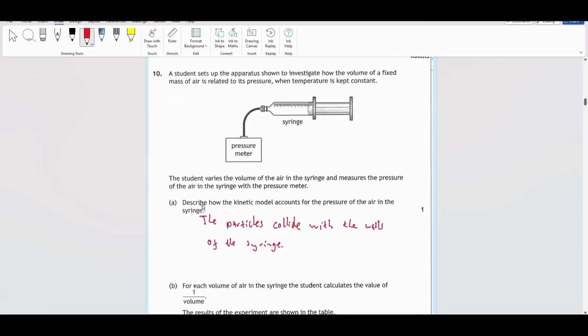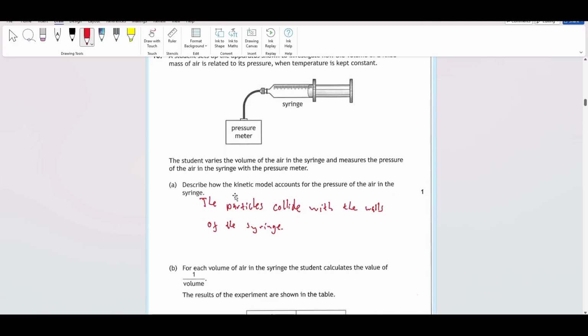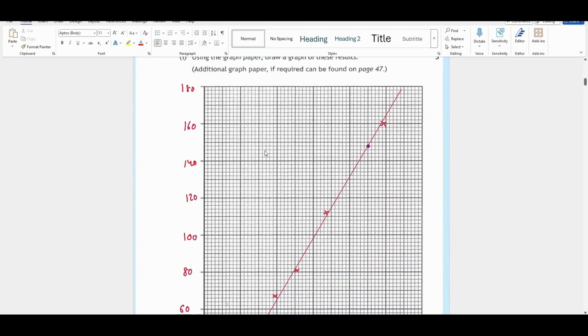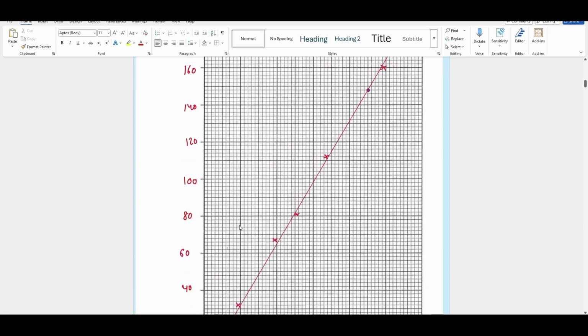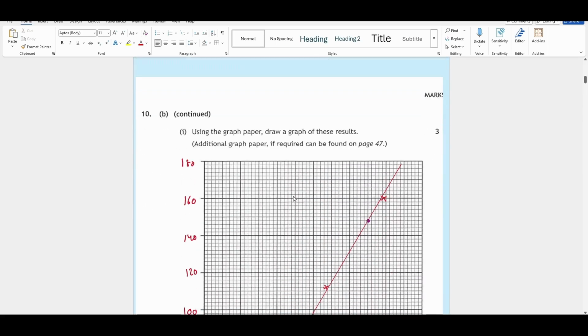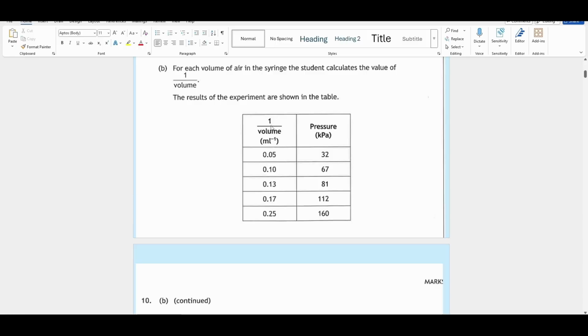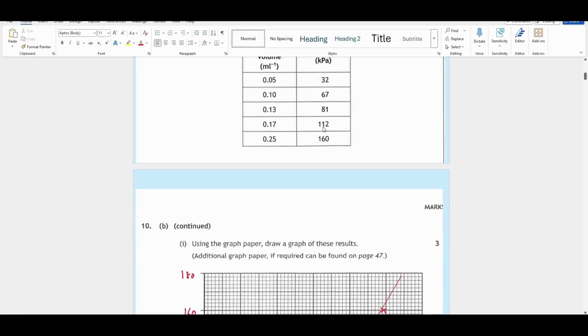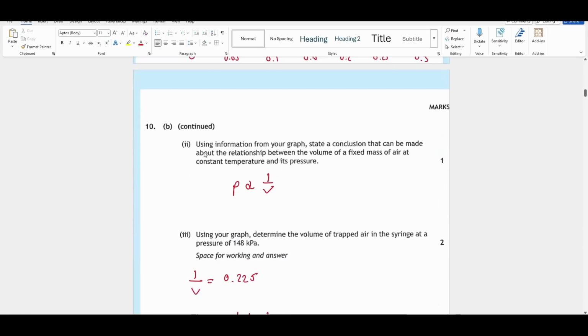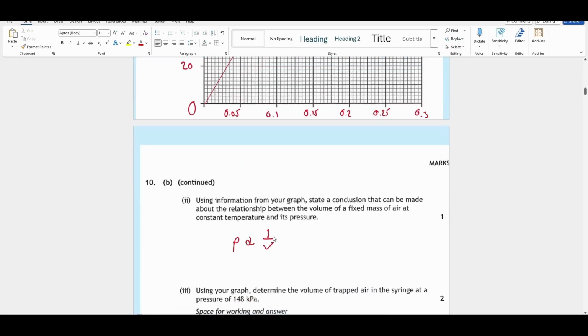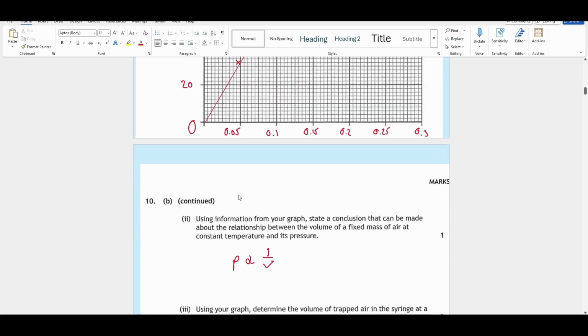So 10a says we have to describe how the kinetic model accounts for the pressure of the air in the syringe. So I've written the particles collide with the walls of the syringe, and that's our answer. So for 10b, you had to plot a graph, and this is the graph I plotted. Every graph will be different, so don't worry if your graph does not look quite like this. Just make sure you have the axes labeled with this label here and this label here. And then you had to determine the relationship, and I said P is directly proportional to 1 over V, since my graph goes to the origin.